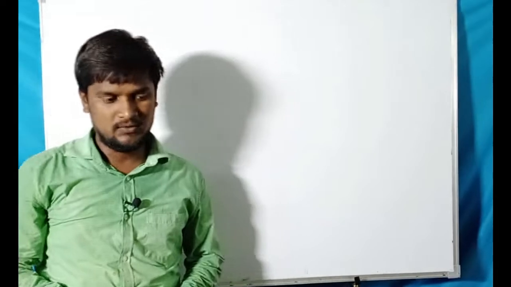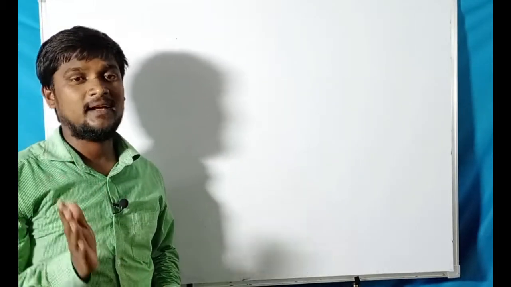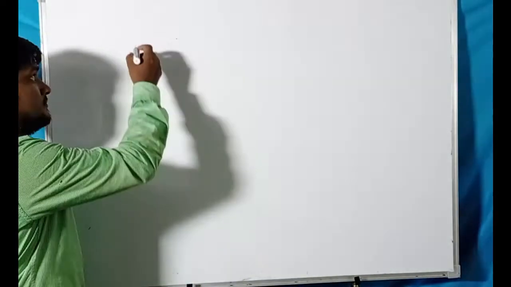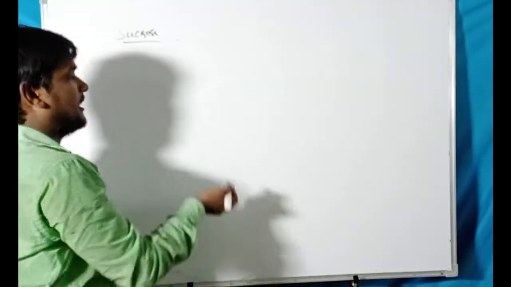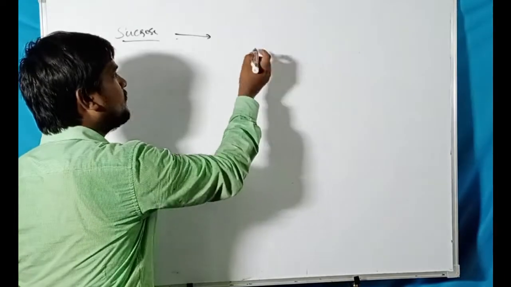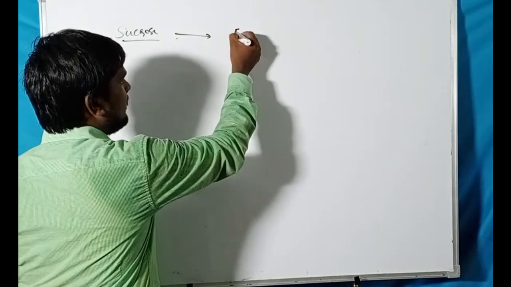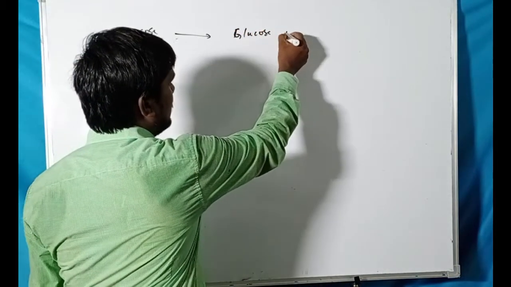Okay, now we will go through the disaccharides. The first one is sucrose, which comes from cane sugar. Here it gives equimolar ratios of glucose and fructose.